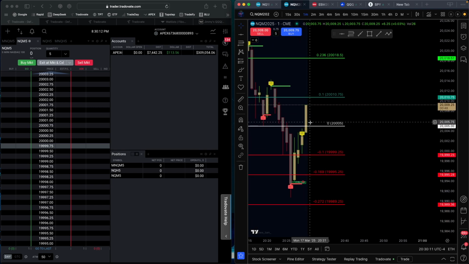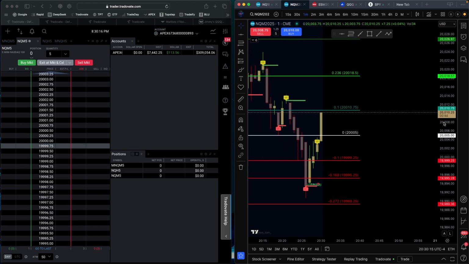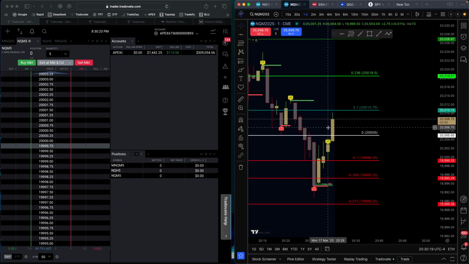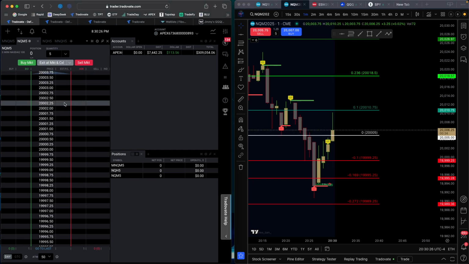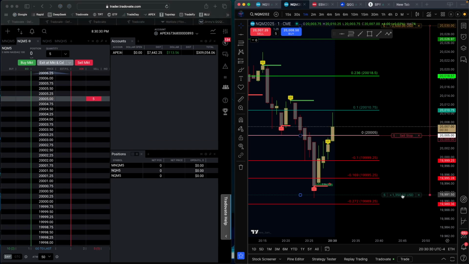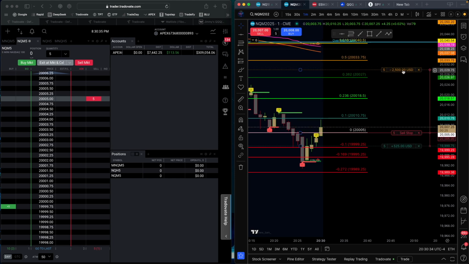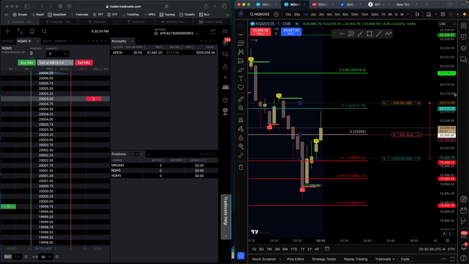All right, so now we broke back above, so these extensions are out of play. What time is it? It's 8:30, so we're pushing up. I'm going to play if we push back below, because every time we broke below the zero line, you can see how far down we went. I'm going to put an order in here. If we break back above the 10%, I'll get out.